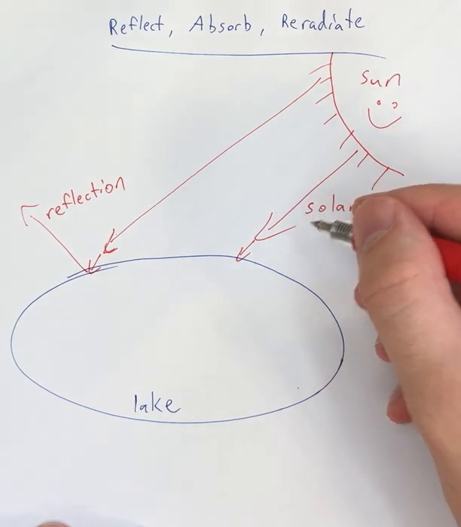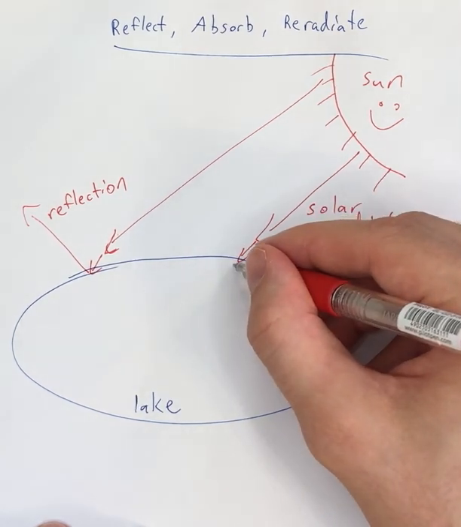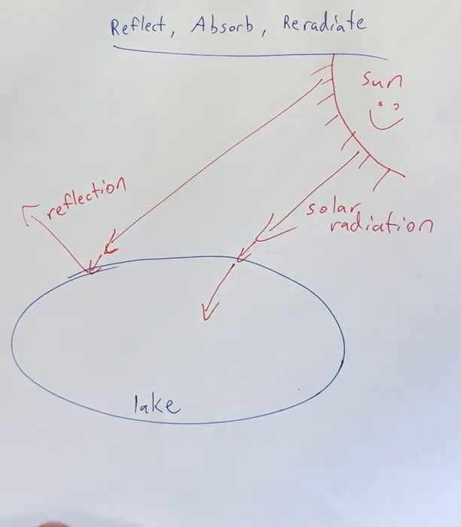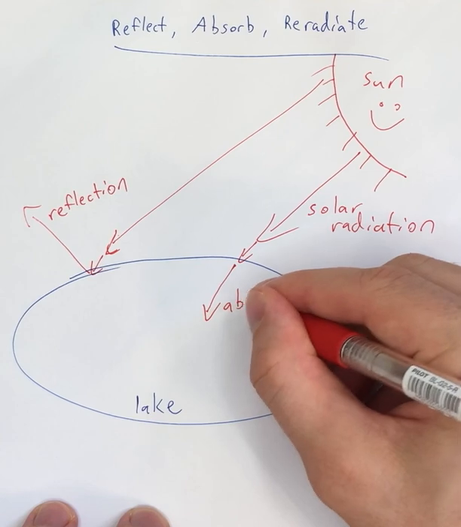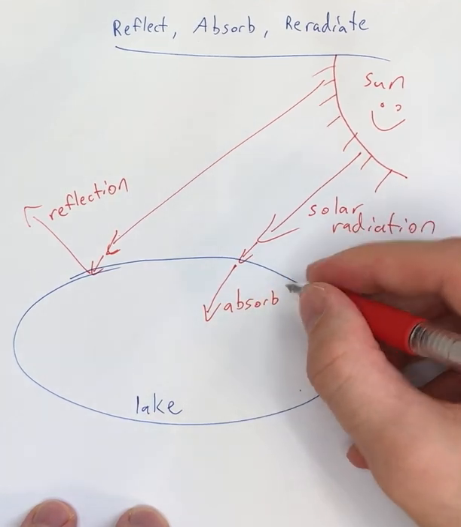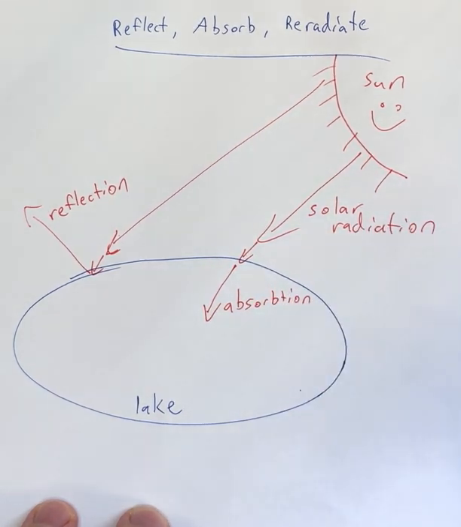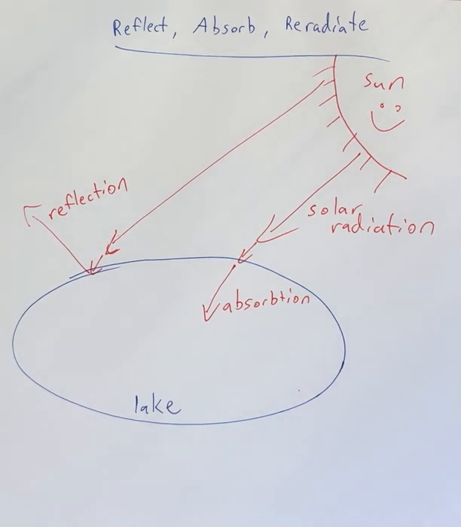Okay, now the other thing that can happen with solar radiation is it can hit the object and then go into it. Okay, now by going into, it's just being absorbed. Okay, so this is absorption. Okay, it's being absorbed. Now, if it's absorbed, it cannot stay absorbed. It cannot just stay in that object. It will eventually need to be emitted.